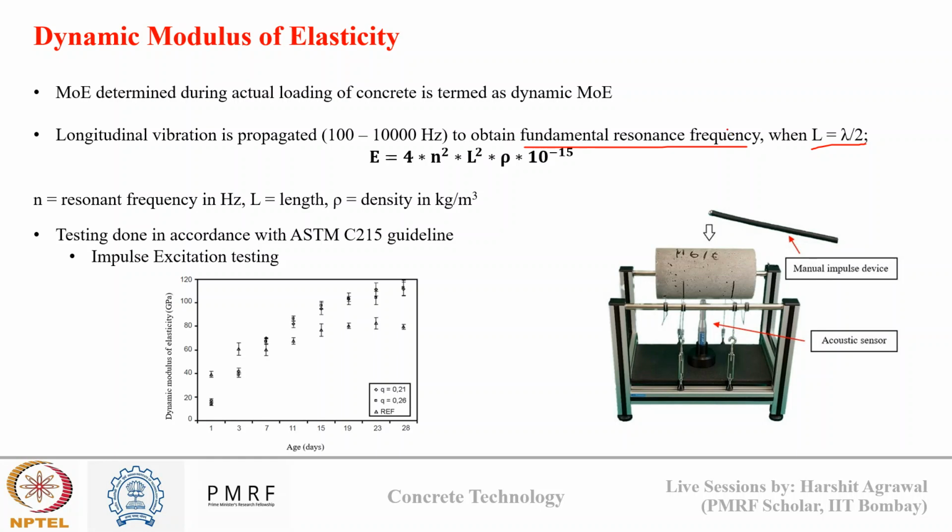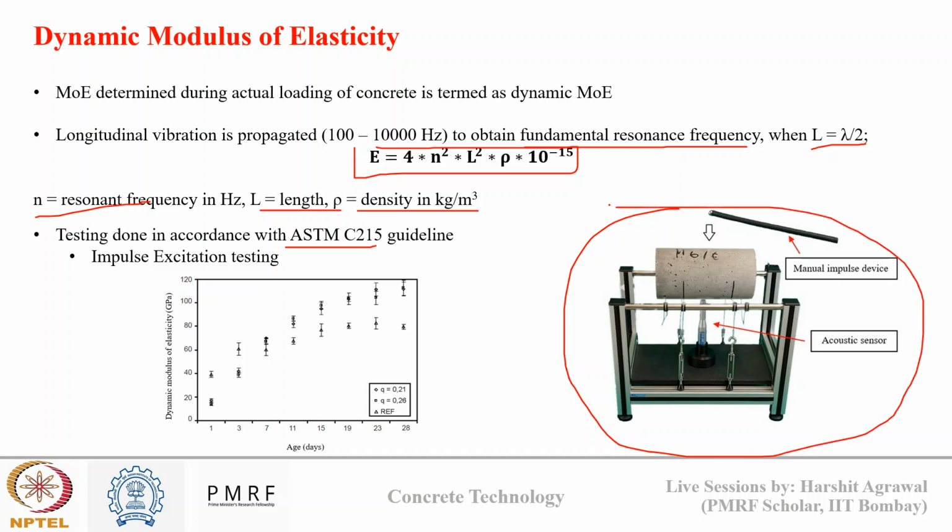And for this, we calculate the dynamic modulus of elasticity using this formula. Okay, so here n is the resonant frequency, L is the length of my sample, and rho is the density of my sample. So this method is standardized under the ASTM C215 guideline, which specifies the procedure of measuring the resonance frequency of a hardened concrete. And one commonly used approach for measuring this resonance frequency is the impulse excitation testing. Okay, like you can see in this figure.